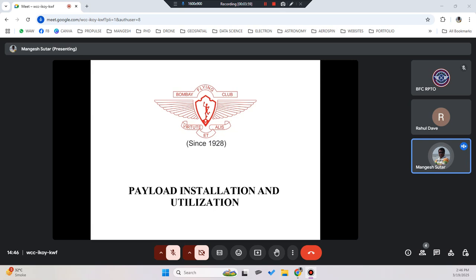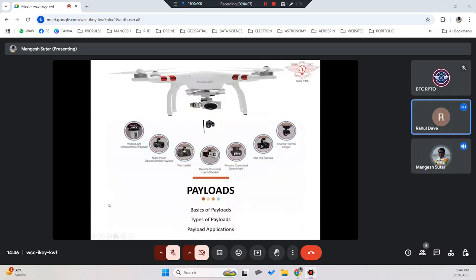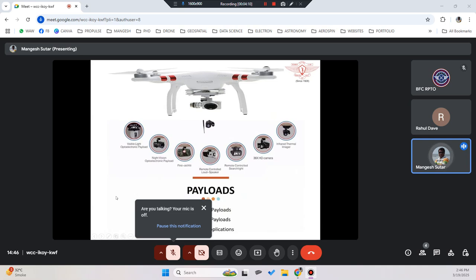So when you see a drone, definitely it will always have some kind of payload attached to it. So what could be the different payloads? The basics of payload, types of payloads, and payload applications. You can see there are different types of payload. Like I've just put a photograph of a DJI Phantom where you have a gimbal with a camera attached to it. So basically it will be a visible light or optoelectronics payload.